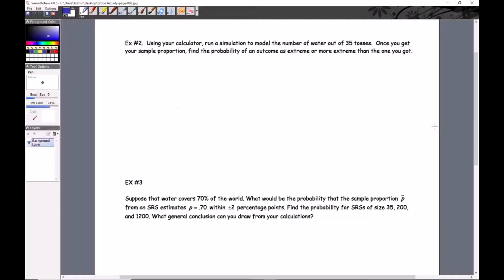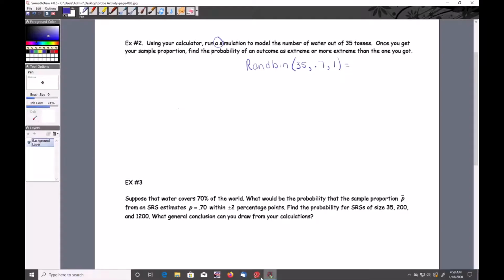All right. So we are going to do a random binomial, and it's in your calculator. I'll show you where it is. So random binomial, and this is going to be 35 attempts. Probability of success is 0.7. And we want to run just one simulation because it says run a simulation. Okay? So here it is in your calculator.